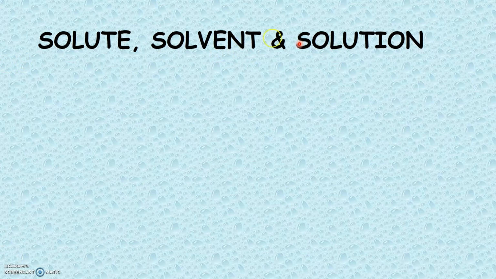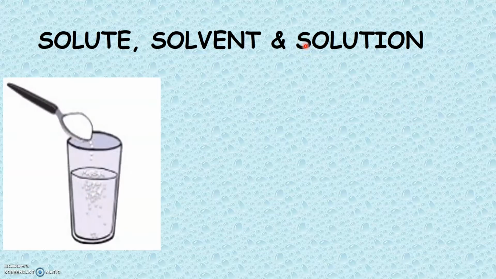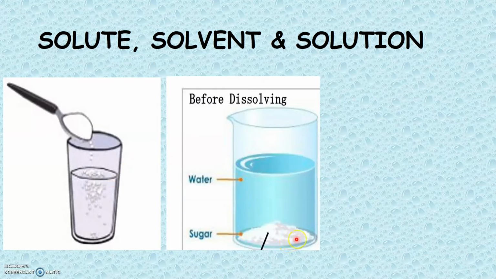Before we go in to learn what is a solute, solvent and solution, first let's do a simple activity. Now look into this picture here. This is a spoon of sugar that is added to a glass of water. Do you know what happens when you add sugar into water? We all know that when we add sugar into water, sugar will settle at the bottom of this glass container like how you see here in the picture, and water will be there on top.